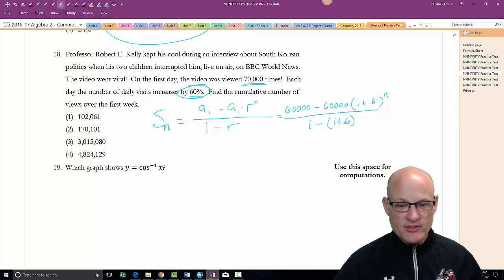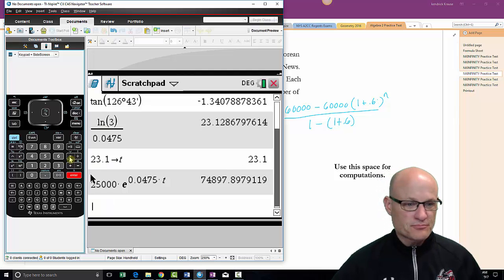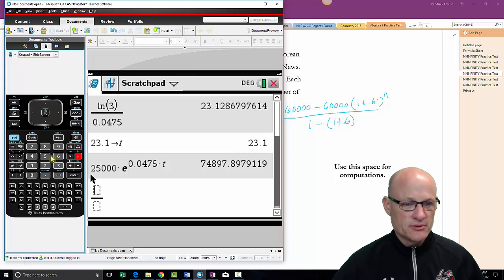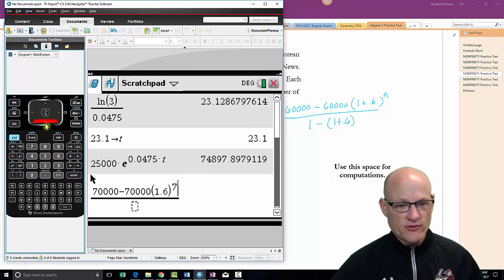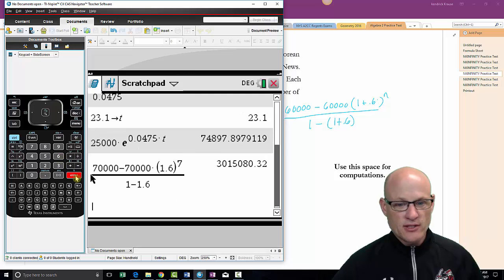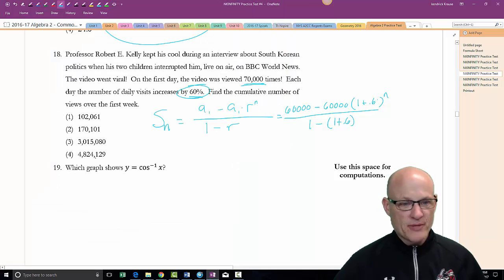It doesn't really matter. But if you take that and put it in your calculator: 70,000, that's embarrassing, 70,000 minus 70,000, parenthesis, 1.6, and it said for the first week, raised to the 7th, over, I think there's another way to do this, 1 minus 1.6, enter. 3 million, blah, blah, blah. There it is.